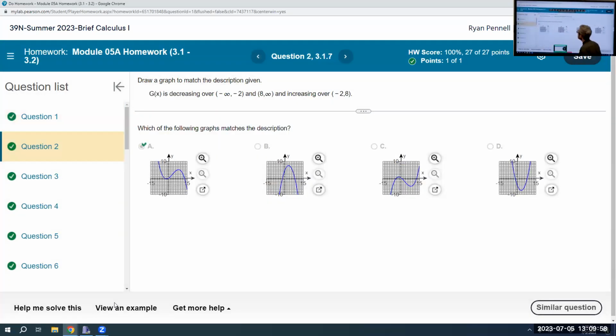Skipping right along, draw a graph to match the description. All I have to do is pick it. Which of the following graphs matches the description?